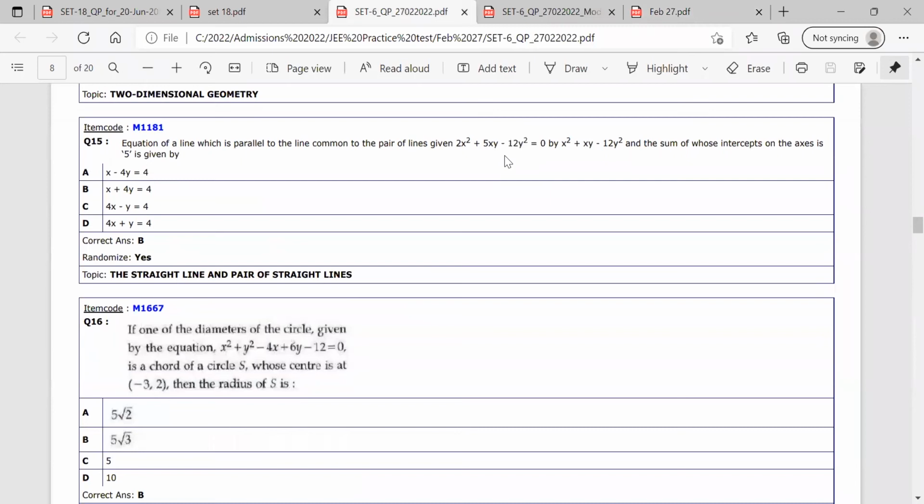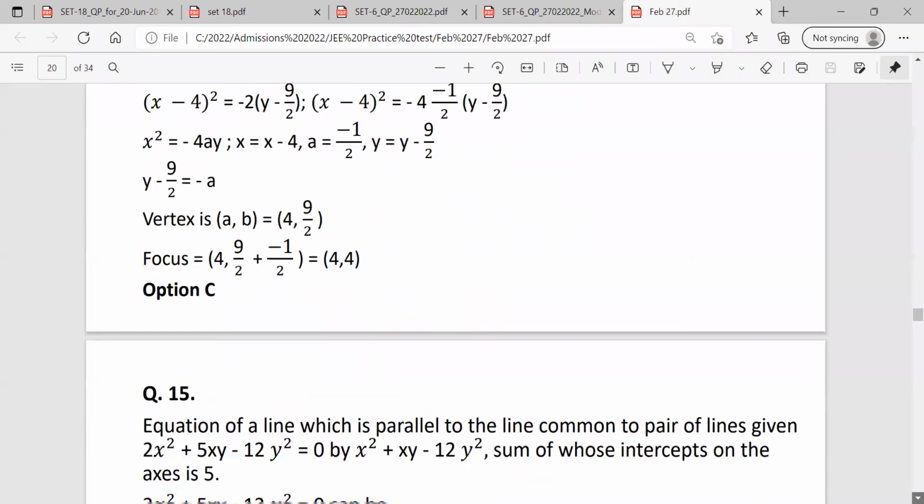So now I think I'll move on to the next question. This is question number 15. The equation of a line which is parallel to a line common to the pair of lines given as 2x square plus 5xy minus 12y square equal to 0 and x square plus xy minus 12y square equal to 0. And in the question, they have given the sum of the intercepts on the axes as 5. So we have to find the equation of a line parallel to the common line of the pair of lines, where the sum of the intercepts is 5. Let's see how we can find the equation of the line.